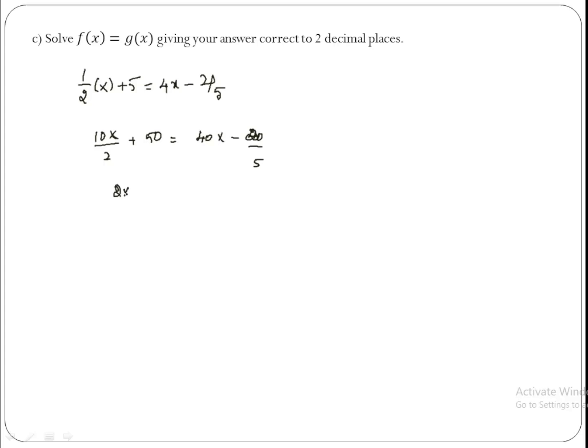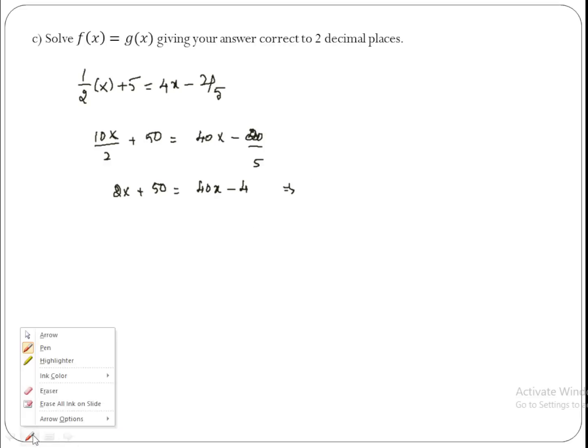Let me simplify. 2x plus 50 equals 40x minus 4. So this implies, 10 by 2 is 5. 5x plus 50 equals 40x minus 4. Then 35x is equal to 54.